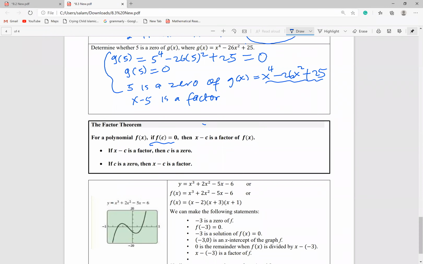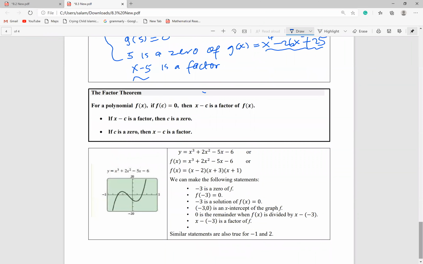And let's say you're told that x minus 5 is a factor, then you should know that 5 is a 0. Let's look at what we have here. We're given y equals x cubed plus 2x squared minus 5x minus 6. It's the same thing as f of x. You can replace that with f of x. When you factor this, you get x minus 2, x plus 3, x plus 1. So it is true that negative 3 is a 0 of f.